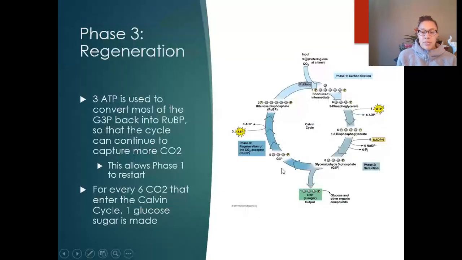And then our third step is called regeneration. So after the reduction process, we need RuBP again. So our remaining 5 molecules are going to go back through. ATP is going to drop off some energy, drive it up to recreate this RuBP molecule. That is going to then go back through and restart the first phase of the Calvin cycle.